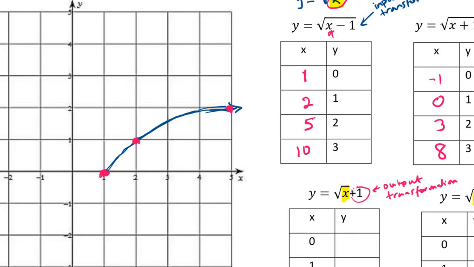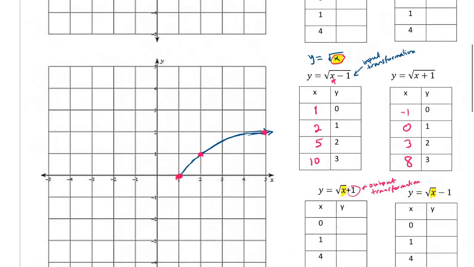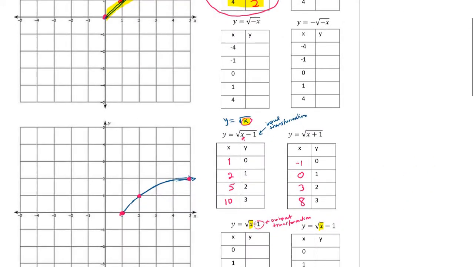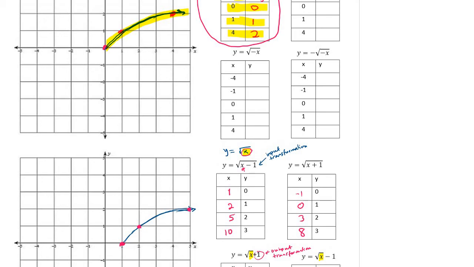Before we go further, let us compare this graph with the parent graph. I'm going to zoom out and see what happens. If you compare these two graphs, they have the same shape. What's the difference between them? One starts at 0 and one starts at 1. So what can you say as far as geometry is concerned? It moves along the x-axis 1 unit. Is it right or left? To the right.